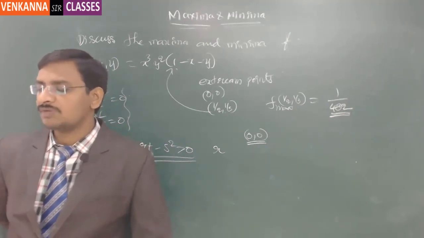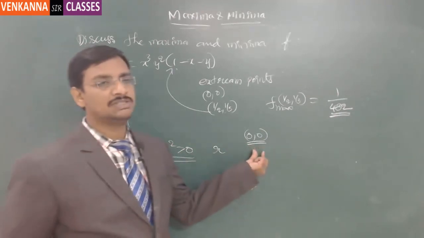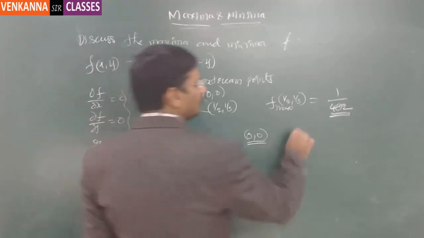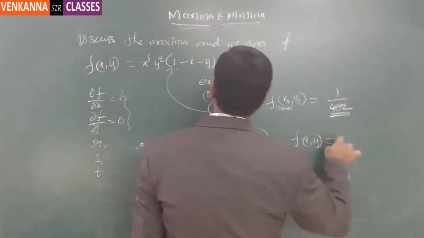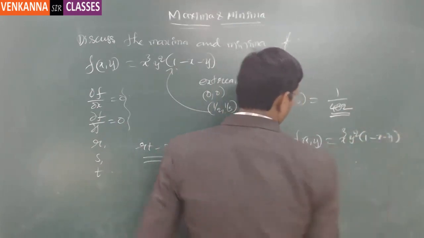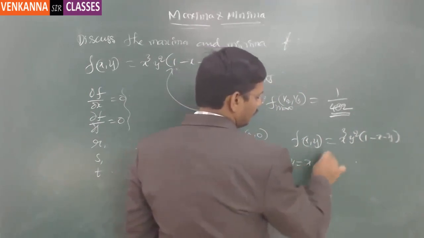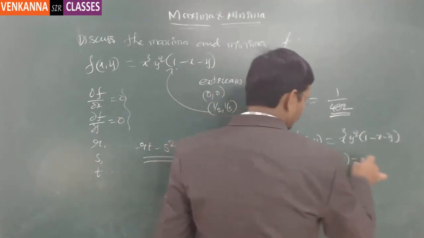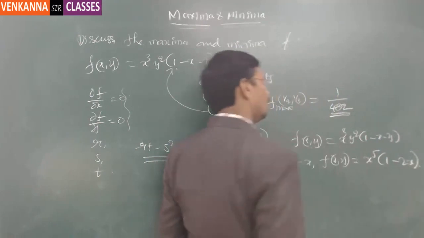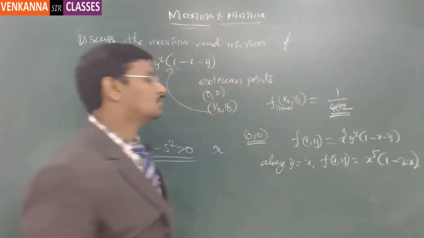Now to assure that, what we will do is, we take some path around 0, 0, because we are trying to find near 0, 0, and then try to approach this particular function, that is f of x comma y is equal to x cube y square into 1 minus x minus y. Now here, along y is equal to x path, if you take it, f of x comma y is equal to x power 5 into 1 minus 2x.